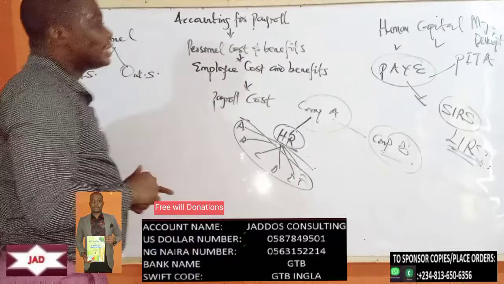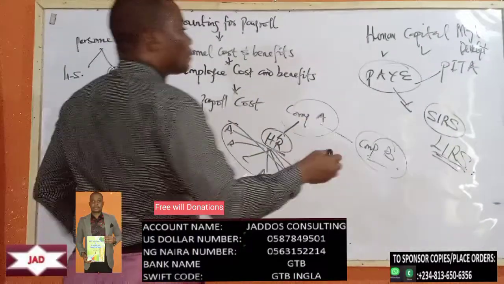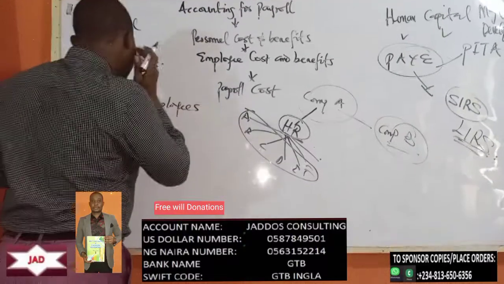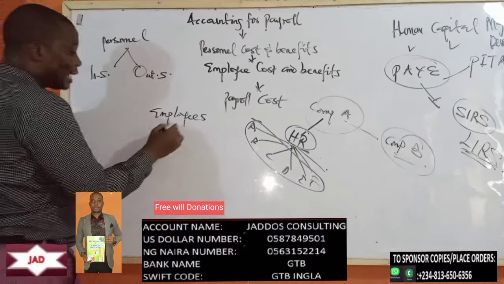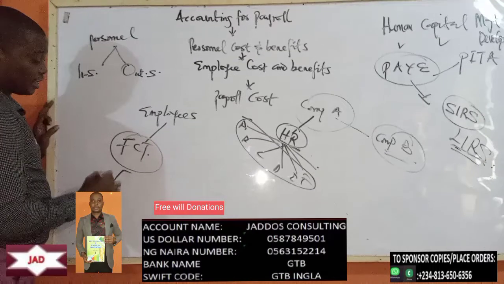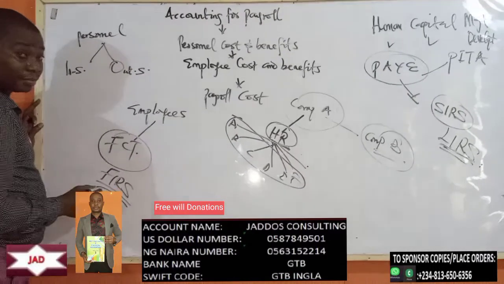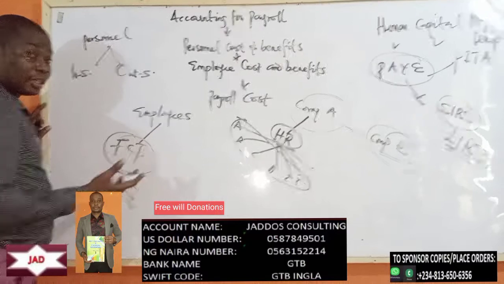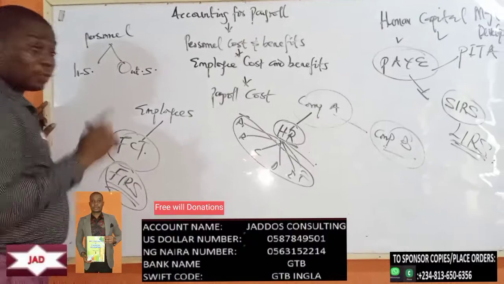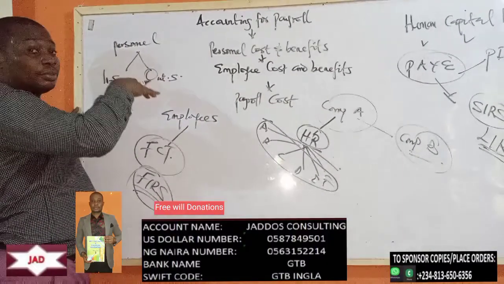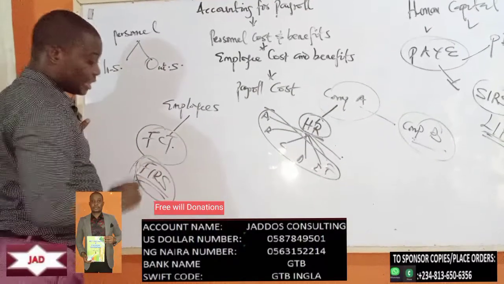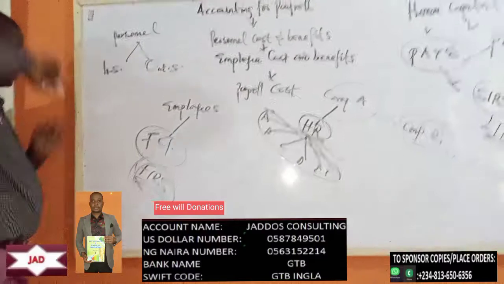Now you must understand as an accountant that employees that reside in the Federal Capital Territory, they remit to the Federal Inland Revenue Service. So that means if you're living in Abuja, okay, taking Nigeria as a case study here, if your organization is in Abuja and your staff is in Abuja, or even if your organization is anywhere in the state, but your staff reside in Abuja, it's expected that you remit their tax deductions to the Federal Revenue Service.